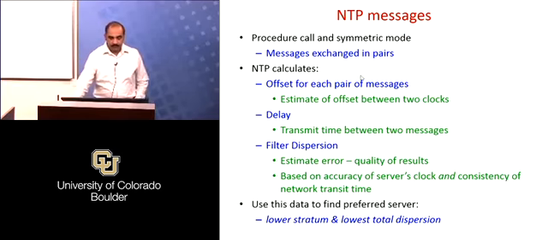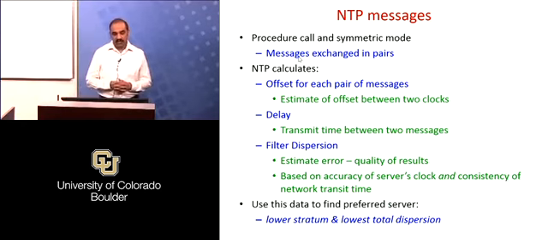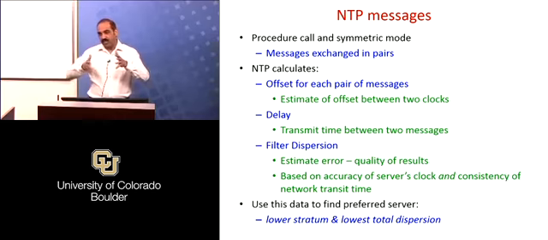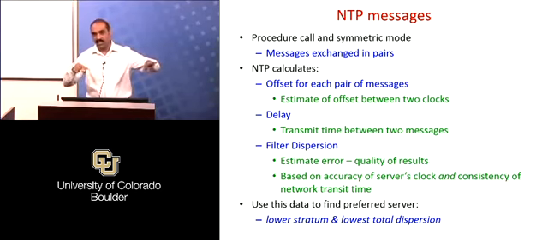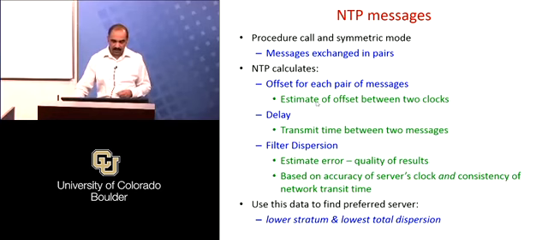So, in the procedure call mode and symmetric mode, the messages are exchanged in pairs. The way NTP works is that there is a pair of message exchanges, and NTP relies on a sequence of these pairs of message exchanges over the past. So it looks at the history. And for every pair of message exchanges, NTP will calculate an estimate for the offset between the two clocks.